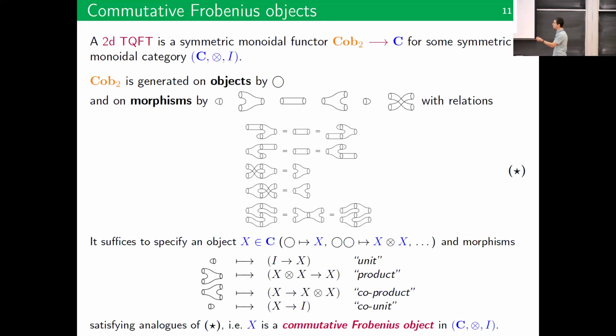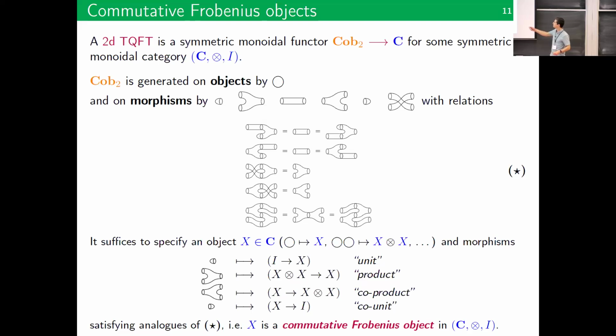Well, first of all, you have to specify an object, which will be the object mapped by the circle. So the circle will be mapped to one object, and then 2 circles, since it's a monoidal functor, will be mapped to X tensor X. Tensor here can be any monoidal structure. In our case, it's just the Cartesian product of Hamiltonian spaces. And then, well, we have 6 morphisms, but 2 of them are already given.